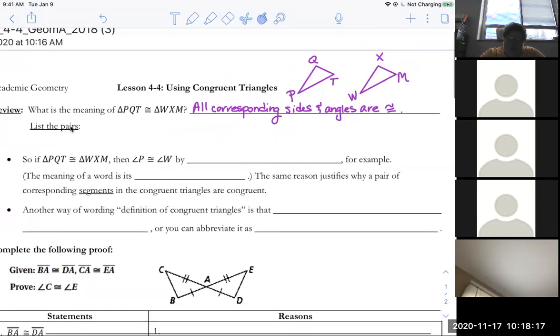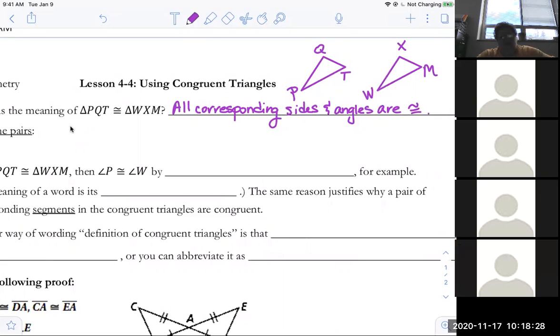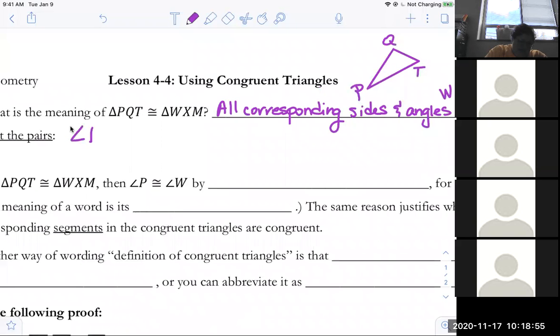Okay, so list the pairs. Ryan, give me the pairs of angles that are congruent. Can you repeat the question? Yeah, just tell me which angles correspond. We want to list the pairs of congruent angles. Tell me the angles that correspond. Would it just be like P is equal to W? Okay, so be like that. Angle P is congruent to angle W.